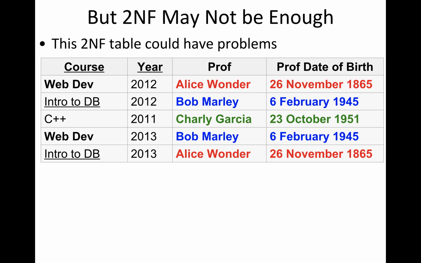Here, these fields depend on the combination of the course and the year, who's the professor. If you know the course and you know the year, you might know who the teacher is. But this birth date depends on another field. So what third normal form says is, not only do you depend on the key and the whole key, but only the key. You don't depend on fields that are not the key.